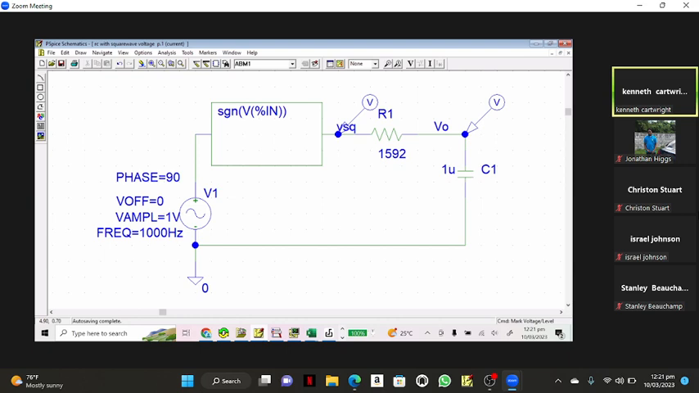What frequencies are present in my square wave? This is now a 320 question. What frequencies are present in my square wave?